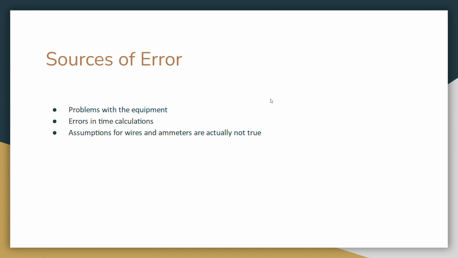So possible sources of error that can be found. Number one, there could be problems with the equipment. There could also be errors in time calculations due to not measuring fast enough or accuracy of timers. And then assumptions for the wires and ammeters are not necessarily true because there is resistance in these tools.